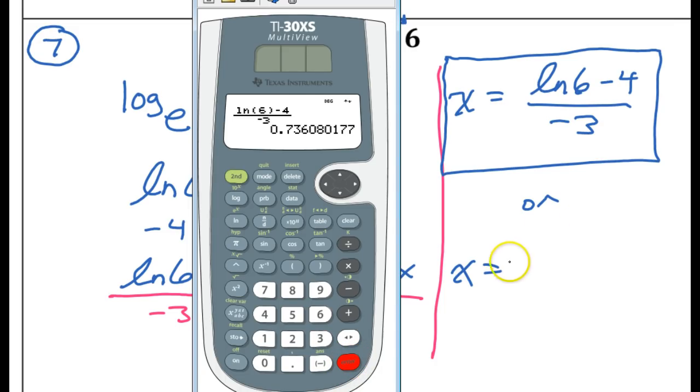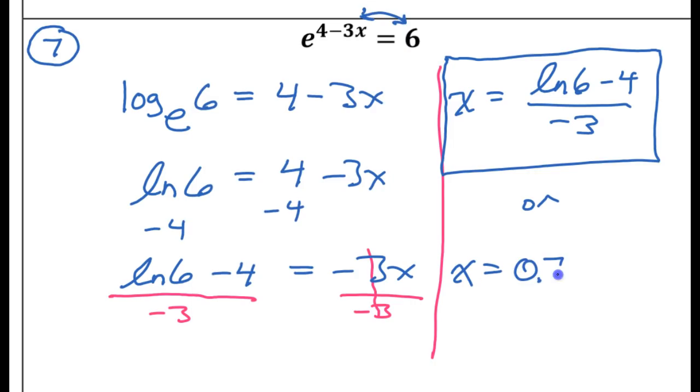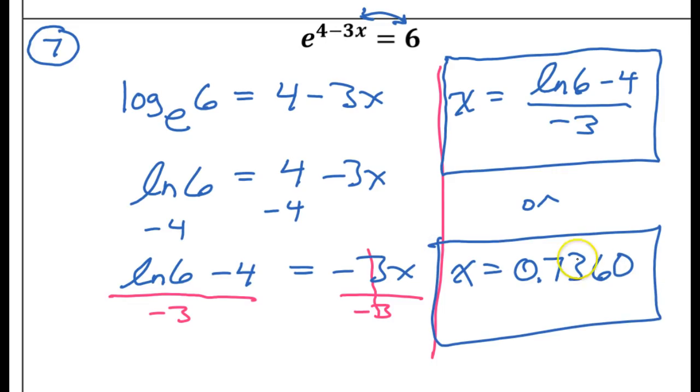Okay, so this is how you could put it all in your calculator. So 0.736. Give me one more number. 0. Okay. All right, so if you had a calculator, then you could give a decimal approximation.